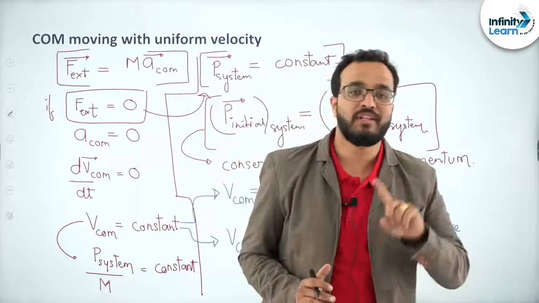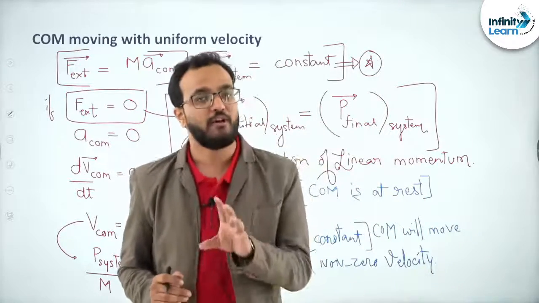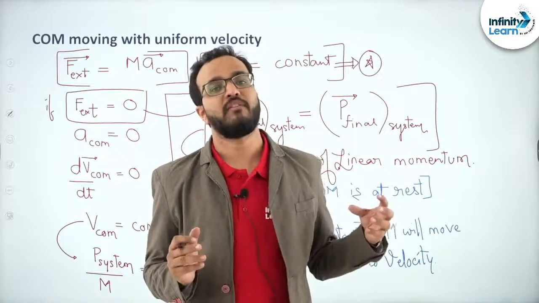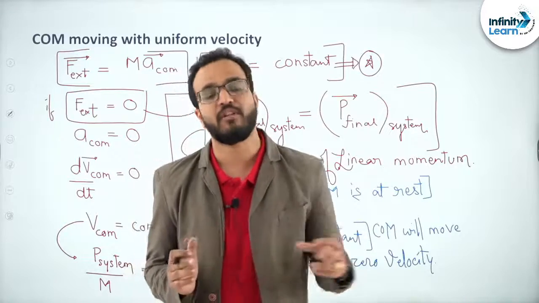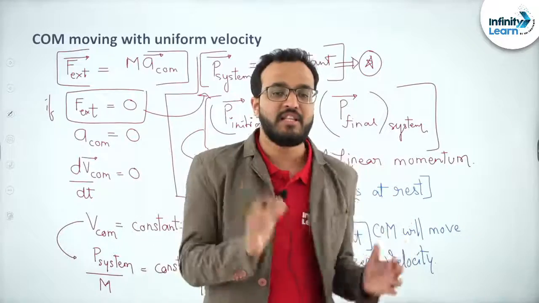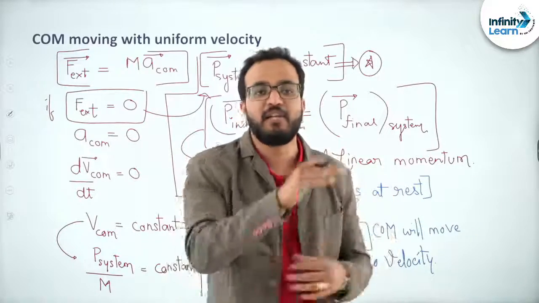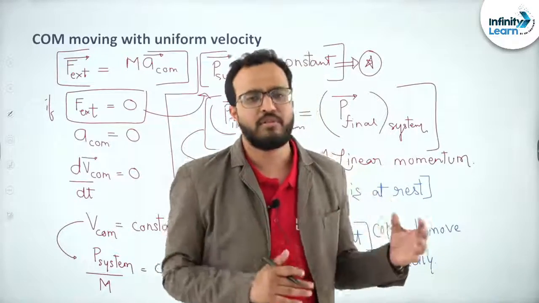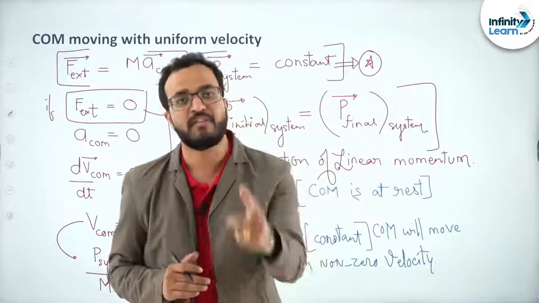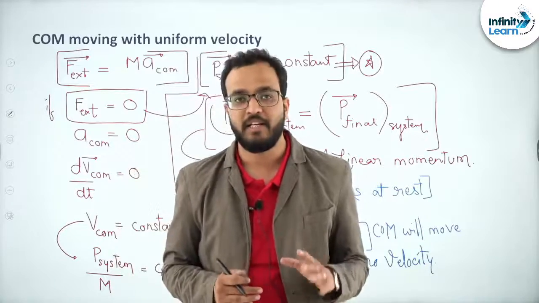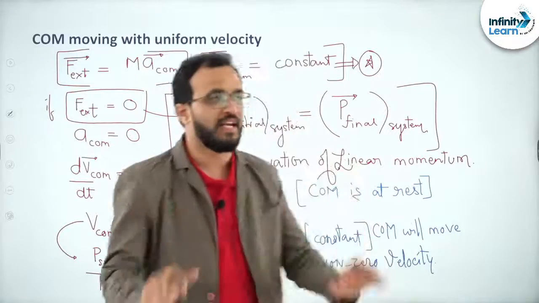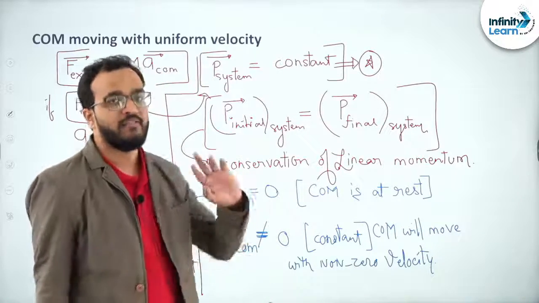Now, coming to the second point, if the center of mass was moving with a constant velocity and there is no external force, and still somehow the particles interact internally, change their positions, accelerate or whatever happens, the center of mass will continue to move with the same velocity. It will not change, right? Now, you will say, sir, please give some examples. Okay, brilliant. I am going to give you a few examples on this and then we will move ahead with the lecture.